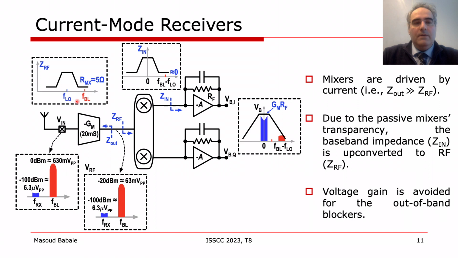Second, due to the transparency of the passive mixers, the baseband impedance is upconverted to RF, thus realizing a bandpass load for the transconductance. Hence, out-of-band blockers cannot saturate the LNTA's output. Third, to drive the mixers in current mode, the transconductance output impedance must be much larger than its load impedance. Fourth, before filtering, this structure avoids any voltage gain for out-of-band blockers, thus maintaining the receiver's noise figure and linearity. In the rest of the presentation, I will explain those features in more detail.